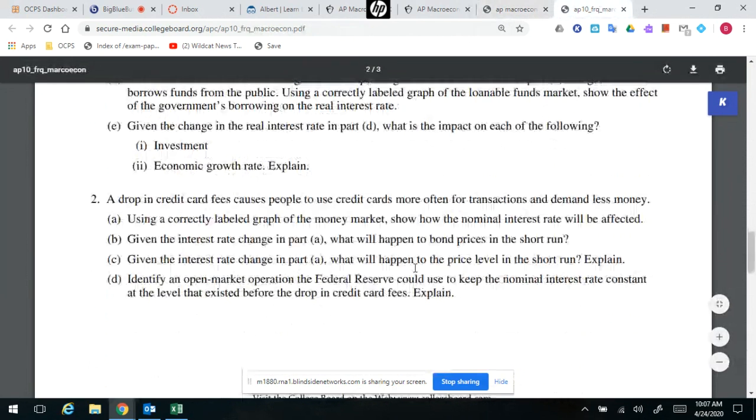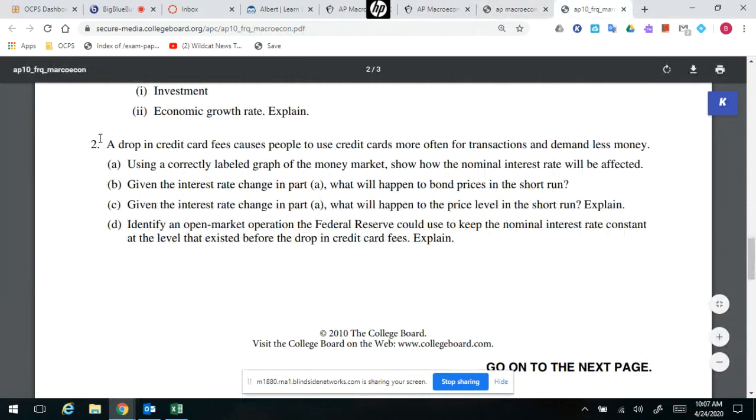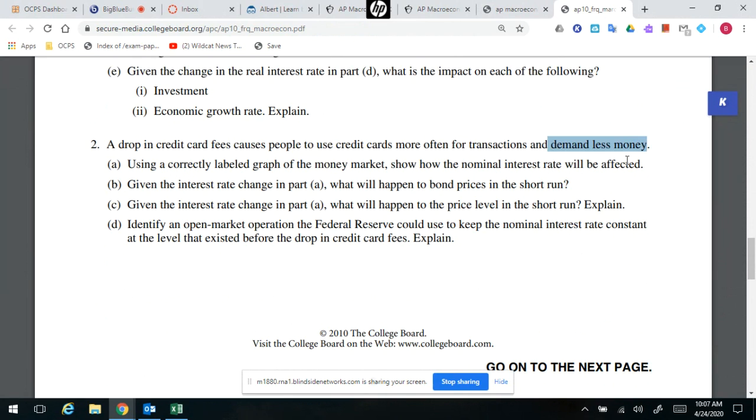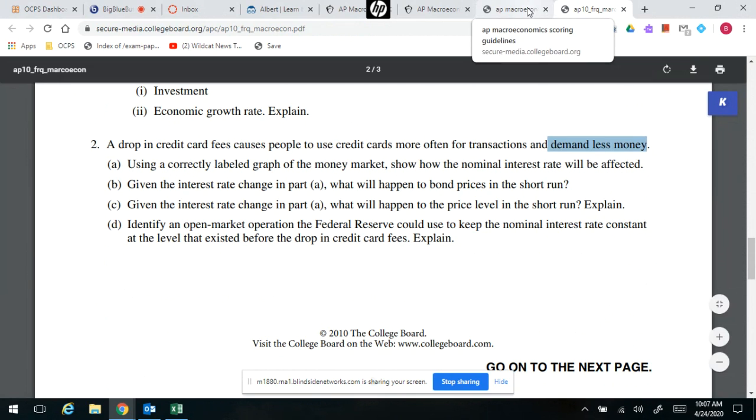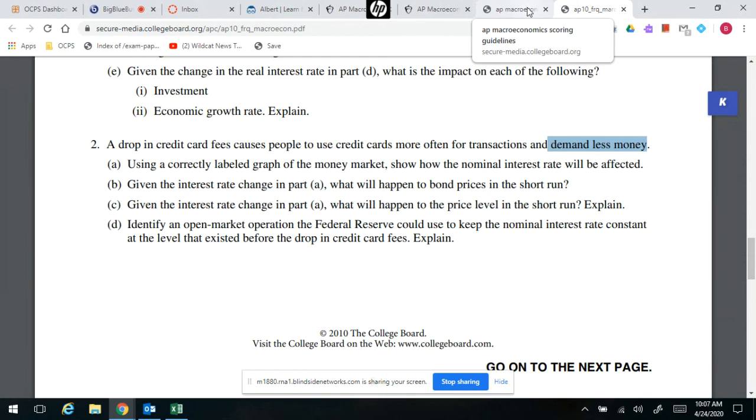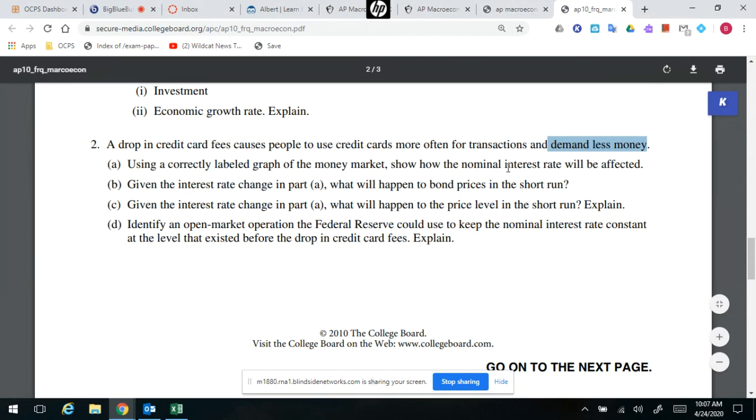All right, number 2, a drop in credit card fees causes people to use credit cards more often for transactions and demand less money. Okay, they're telling you that they demand less money. Money demand going down. Using a correctly labeled graph of the money market, show how the nominal interest rate will be affected. If you're demanding less of something, it should cost less to get it. The cost of getting money is interest, so interest rates should go down.